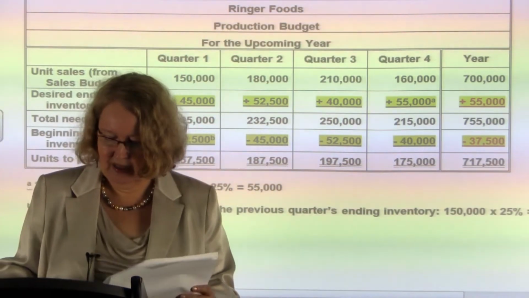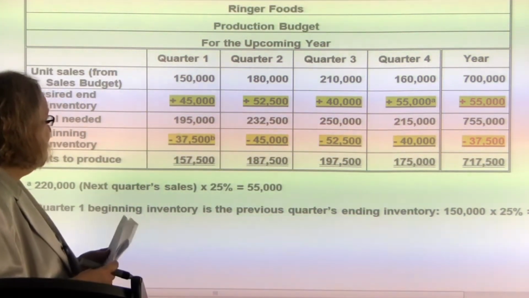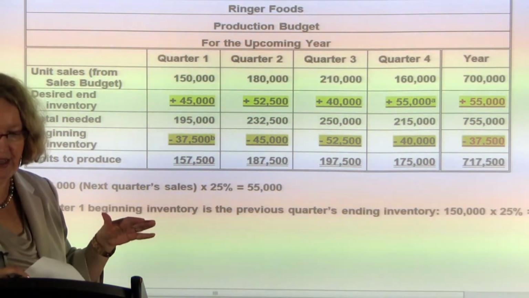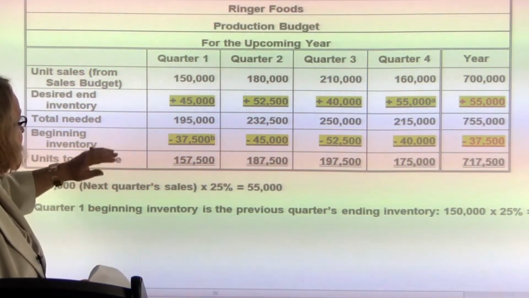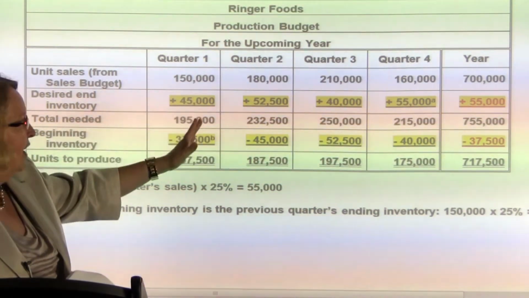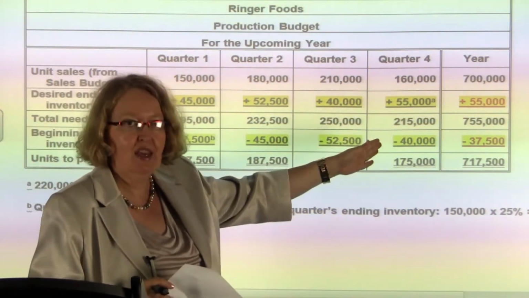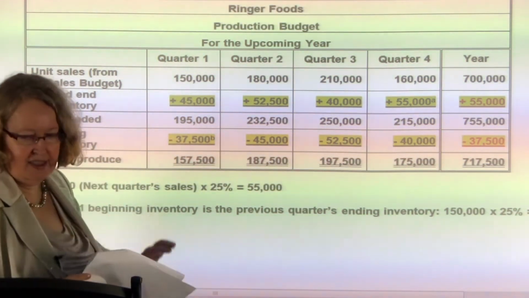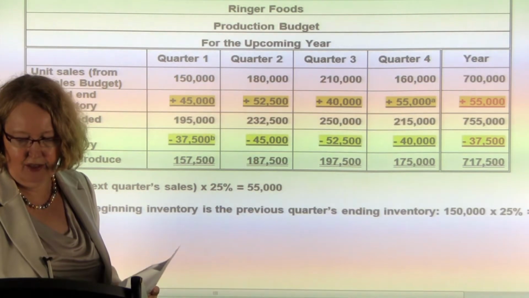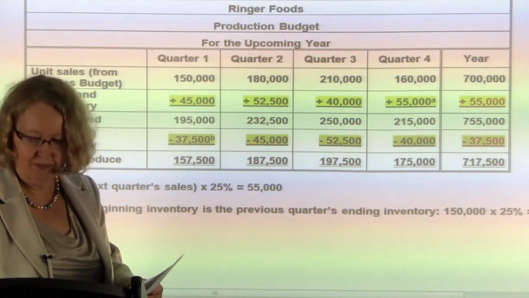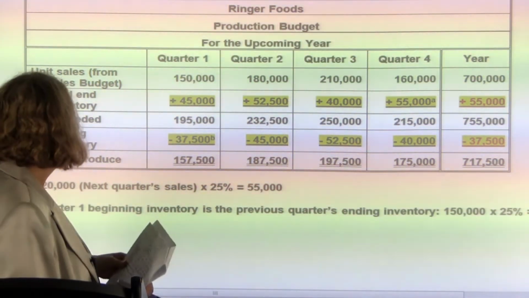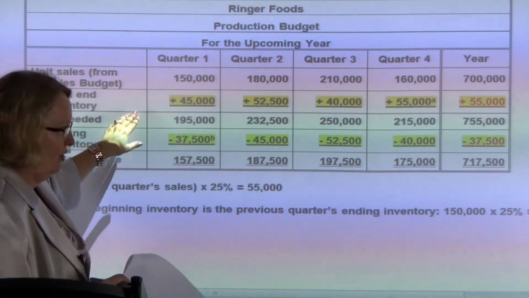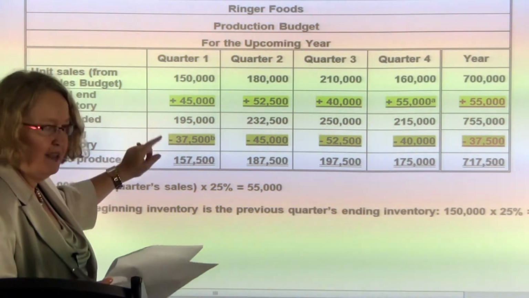So the way you set this up is by quarter. And so you're basically switching around the information from the way it's presented in the problem, because you need to go quarter by quarter and then add up your total for the year. So your sales units, the number of units, that's taken right from the number of jars sold. That's in the problem.